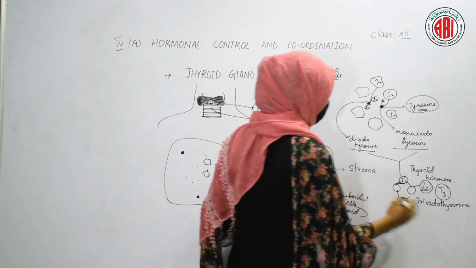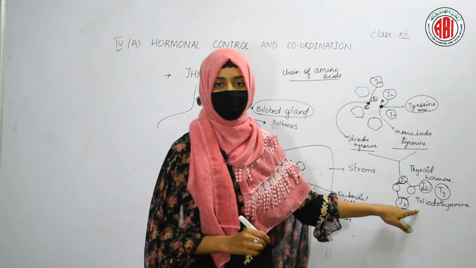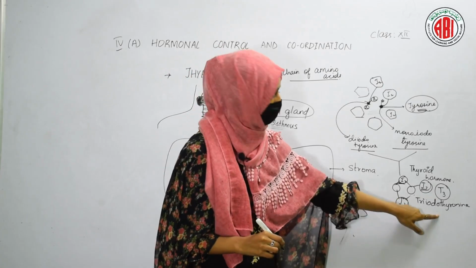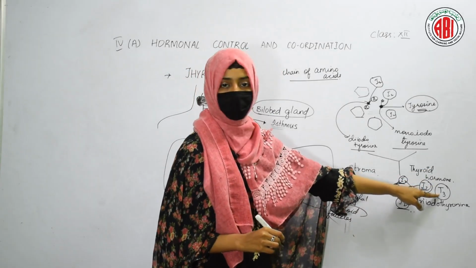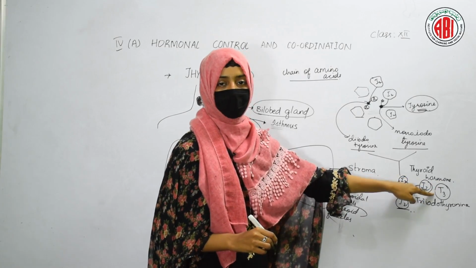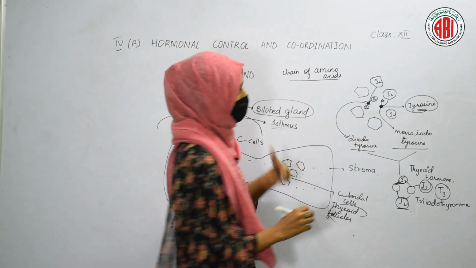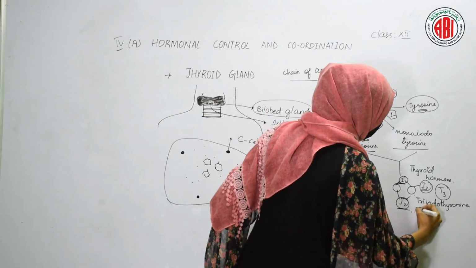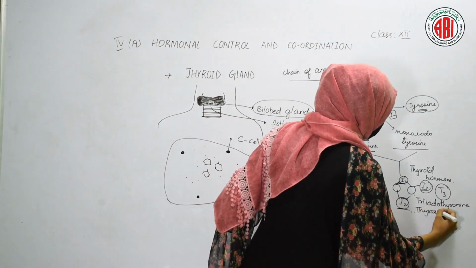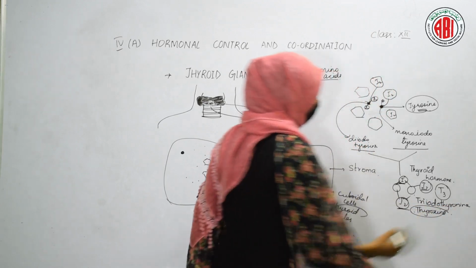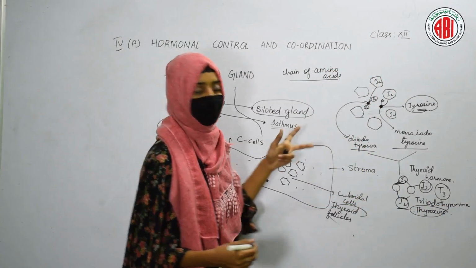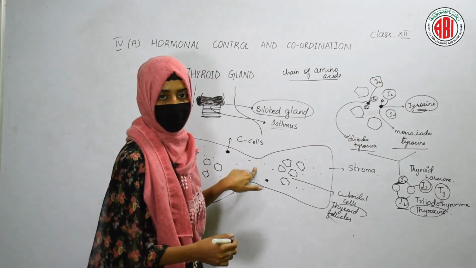As 3 iodines are present, we named it triiodothyronine, or in short we can call it T3. T3 is nothing but our thyroid hormone. T3 is also named as thyroxine. So this is an important compound. Actually, this is a hormone that is secreted by the thyroid gland.